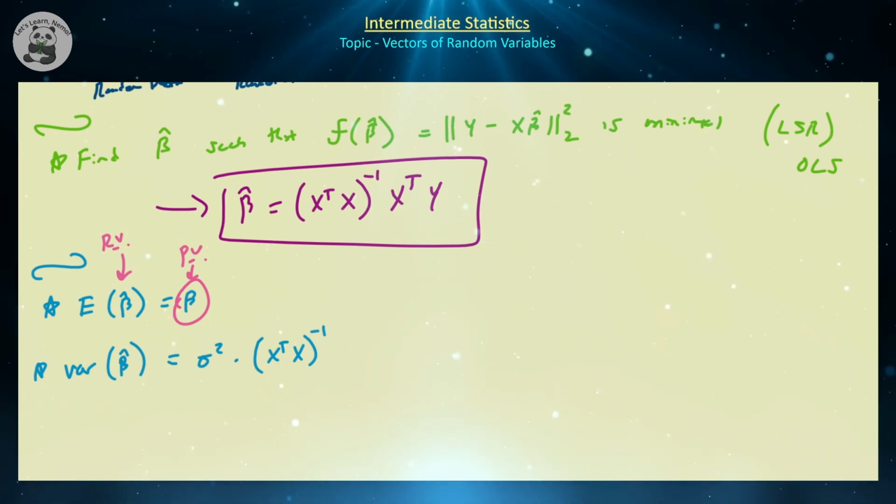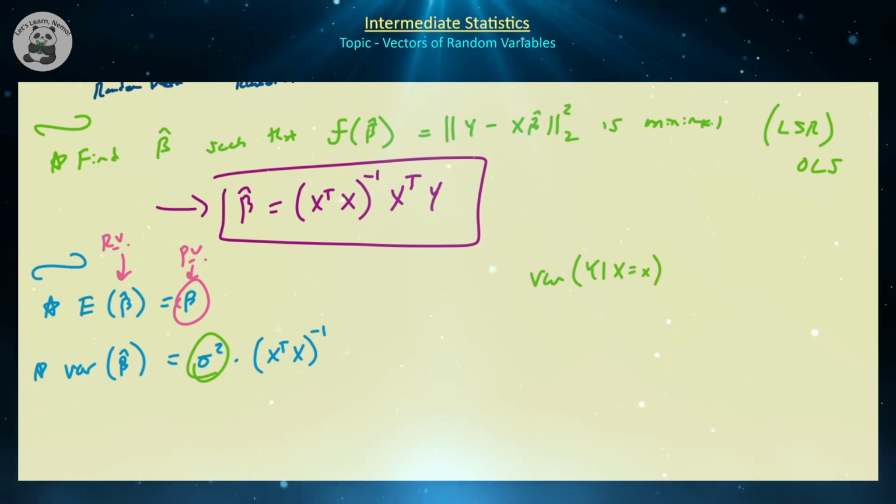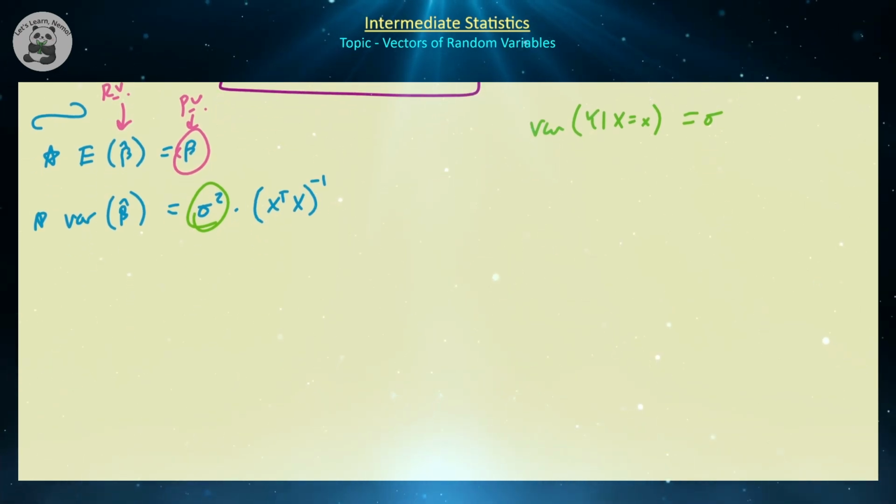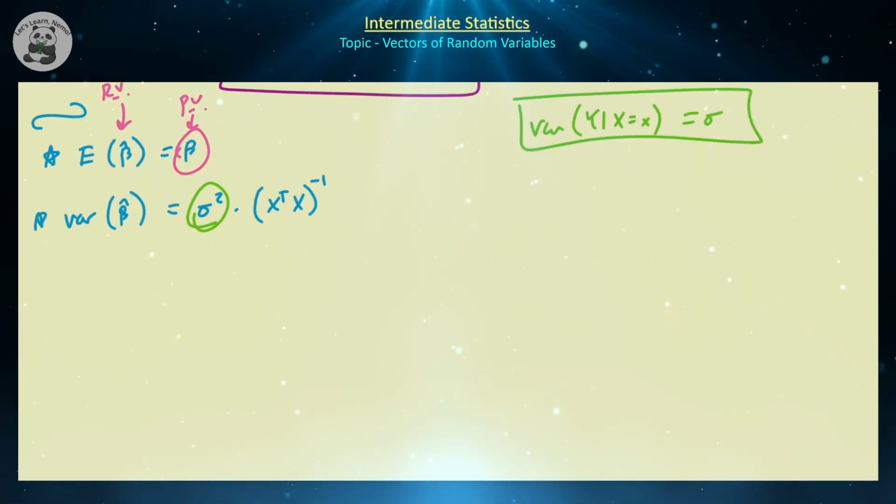Keep in mind that (x transpose x) inverse, if you have k predictors, is a k plus 1 by k plus 1 square matrix. In case you don't remember what this little sigma squared is, one of the assumptions of multiple linear regression is that the variance of y given some particular x is equal to a constant. This is called the homoscedasticity assumption of variance. So that's what that sigma squared is, just a constant representing the variance of y conditional on a particular x value.